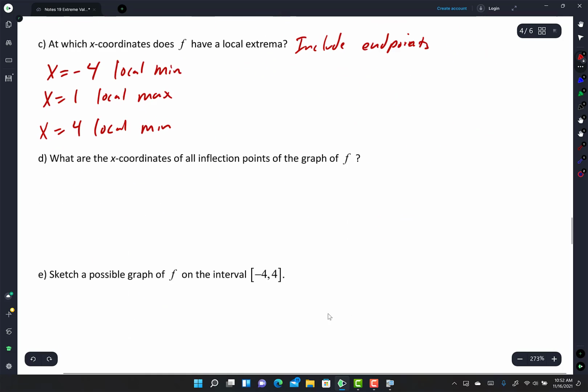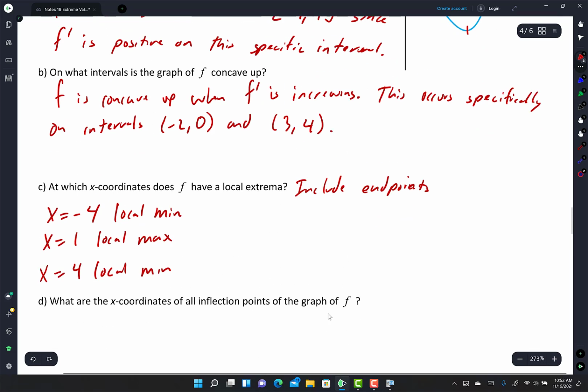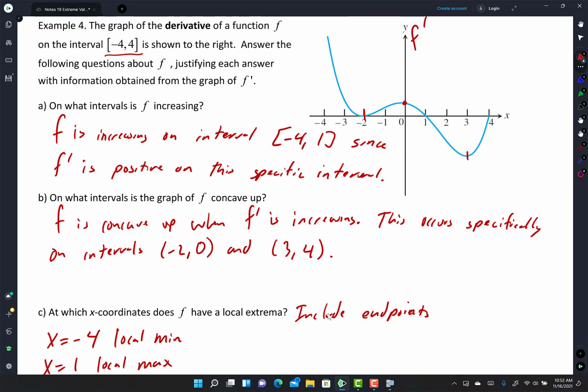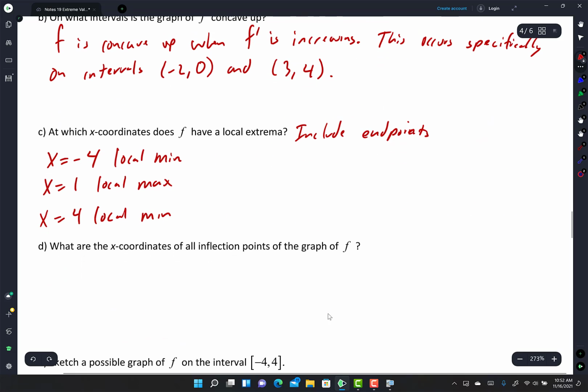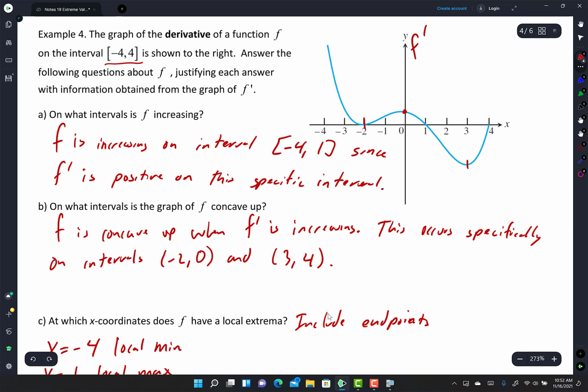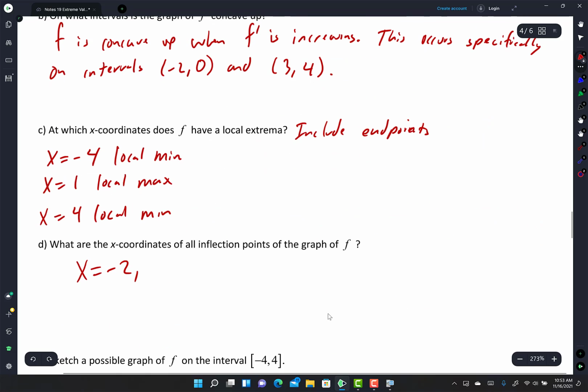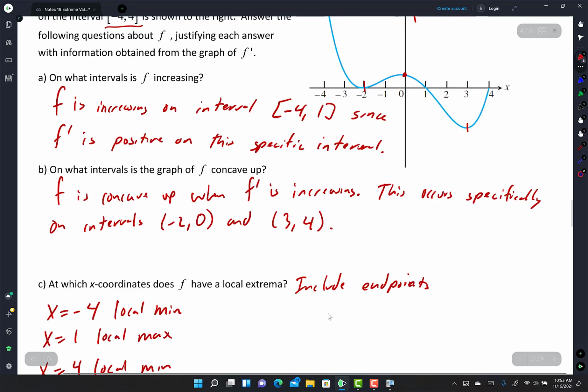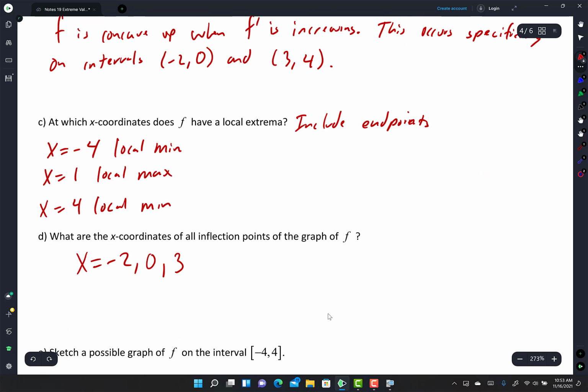All right, here we go. What are the x coordinates for points of inflection, guys? One of them happens at -2. The next one happens at 0. The next one happens at 3.